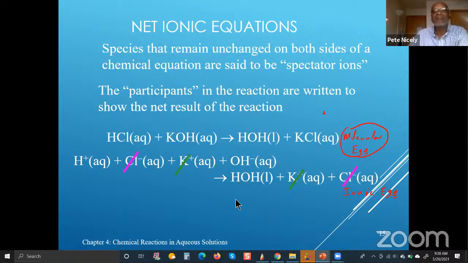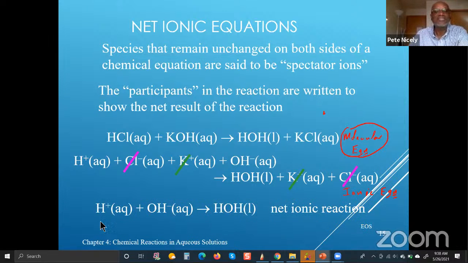And therefore all we have to do from here is write down what is left. And basically that's it. H plus plus OH minus gives H2O, I'm sorry, all right? And this equation is a net ionic equation because this is basically showing you what is actually happening as far as the reaction is concerned. Basically what's happening is that the H plus is combining with the OH minus to form the water molecule, all right? So that's basically how you determine the net ionic equation.